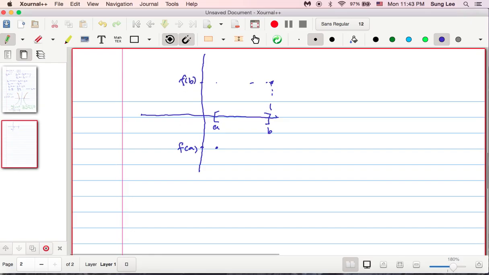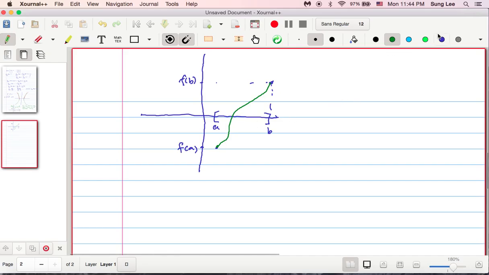Okay? So again, f of x is a continuous function, so it has to be nicely connected, without a hole or a breakage. Something like that. So in this case, it has to cross the x-axis. So 0 is a value between f of a and f of b. Now, obviously, by the intermediate value theorem, right?